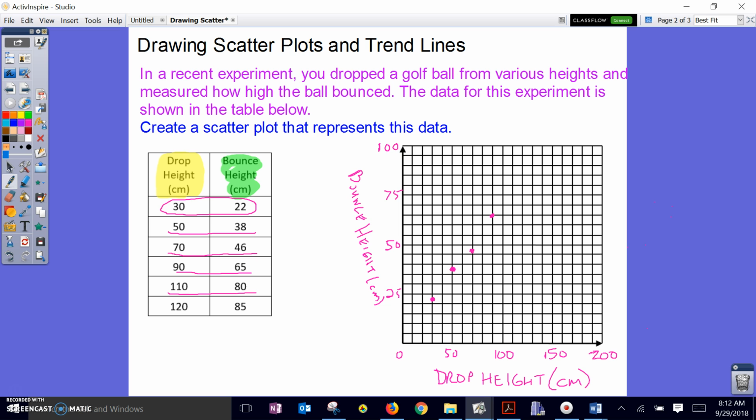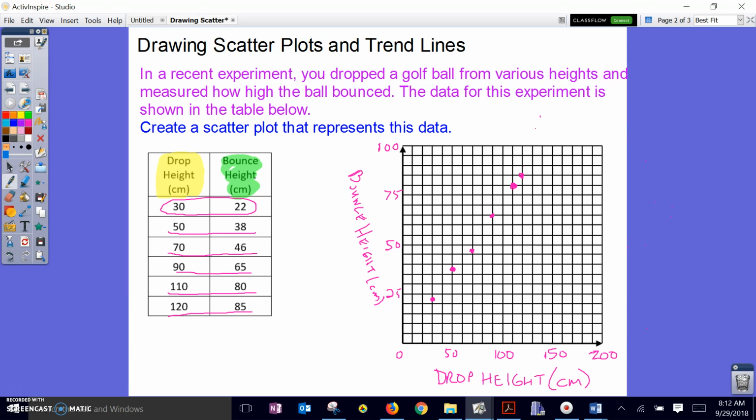I go over to 110 and up to 80 and plot my point. And the last one, 120, 85. I go over to 120 and go up to 85. Oops, almost went too far. Almost went to 90. And I plot that point. And there's the scatter plot that represents the data in my set. All right, so that's how we draw a scatter plot.